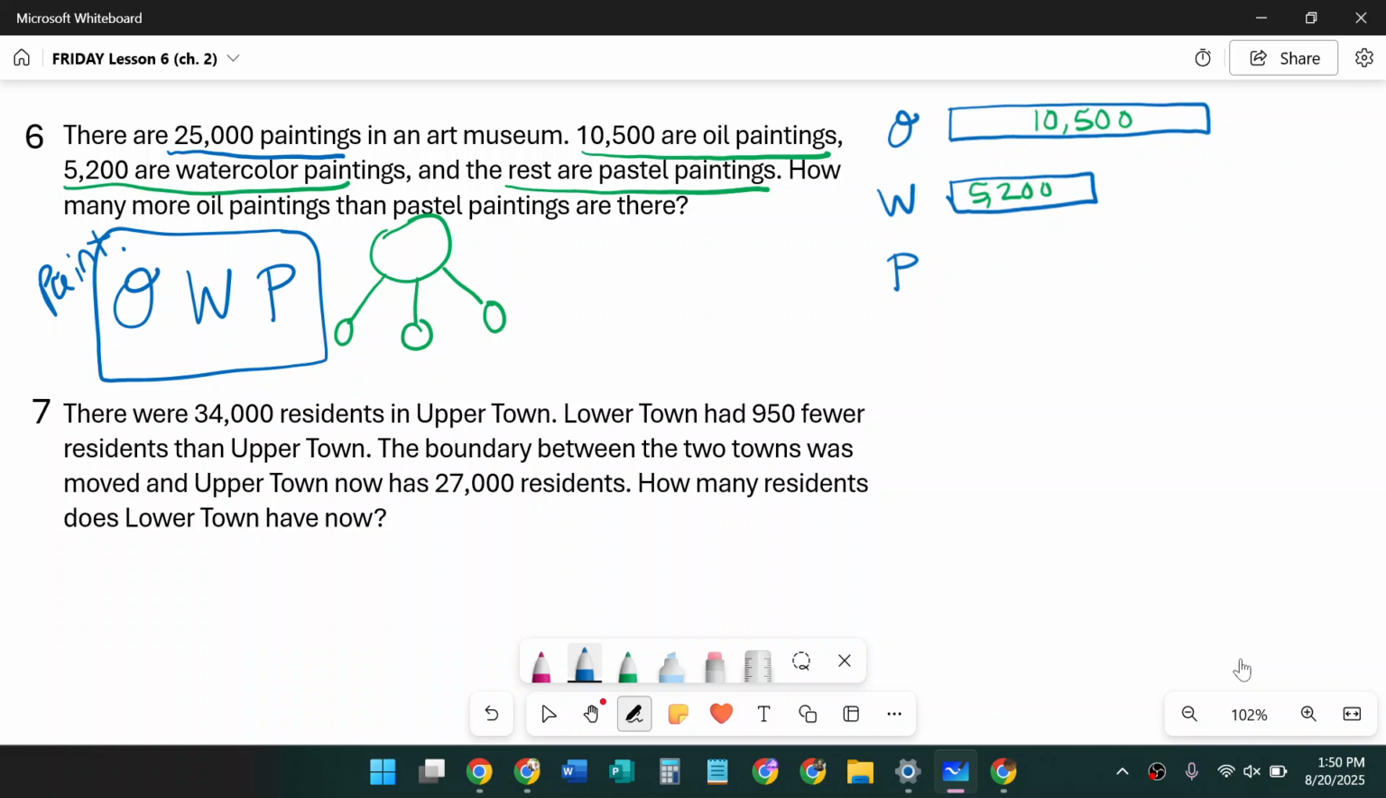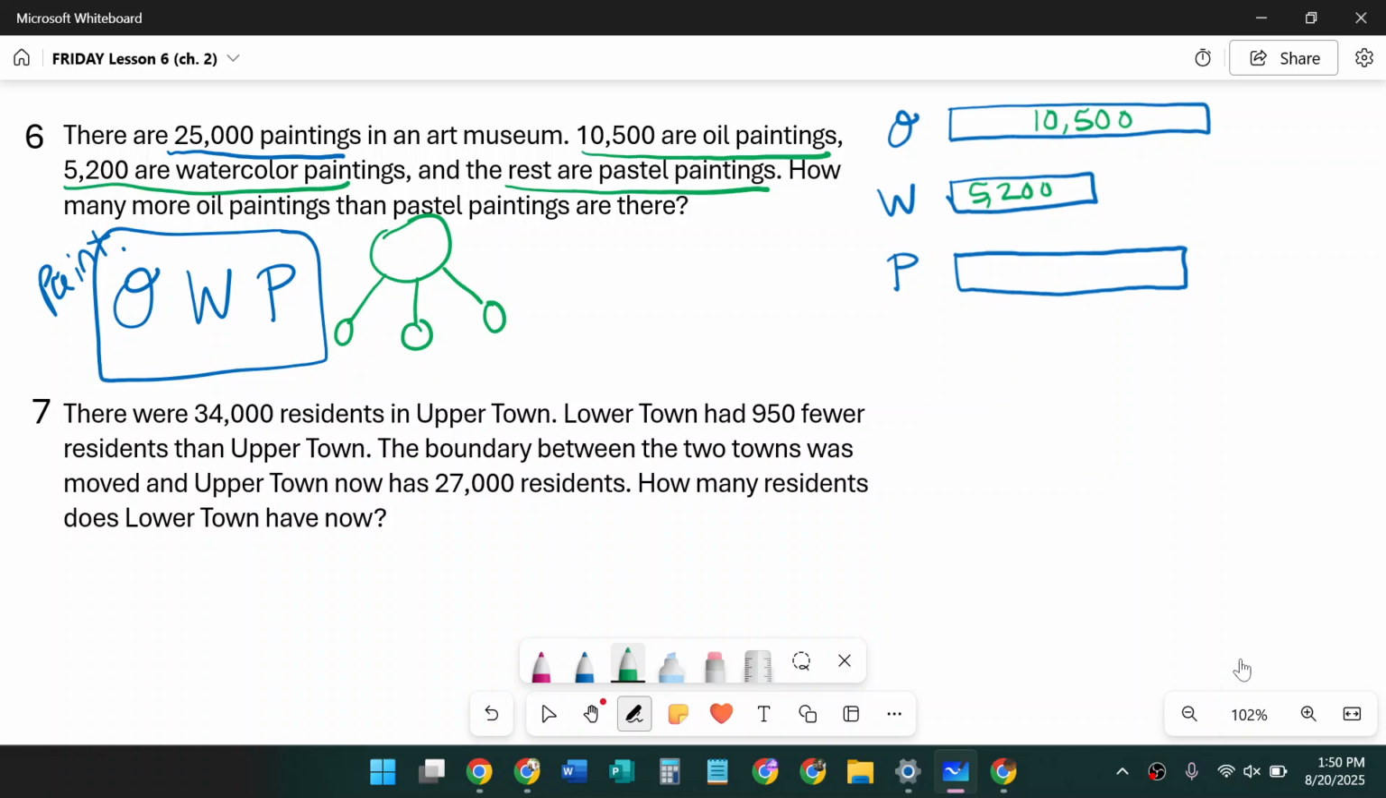I can kind of estimate and use what I know. This is about 10,000. This is about 5,000, so that makes about 15,000. And there are 25,000 altogether. If I take 25,000, which is all of them, and subtract the estimate of 15,000, which is these two, it gives me 10,000. So the pastels is going to be pretty much kind of similar to the oil. I'll make it a little shorter just in case, but it might be a little longer. We'll have to see when we finish.